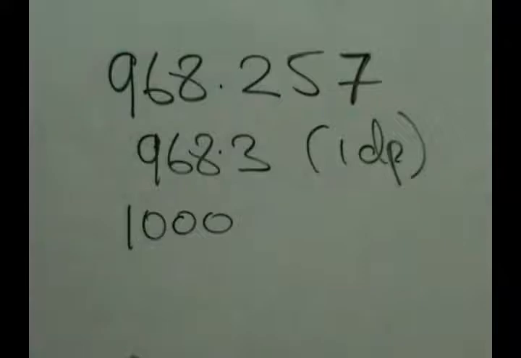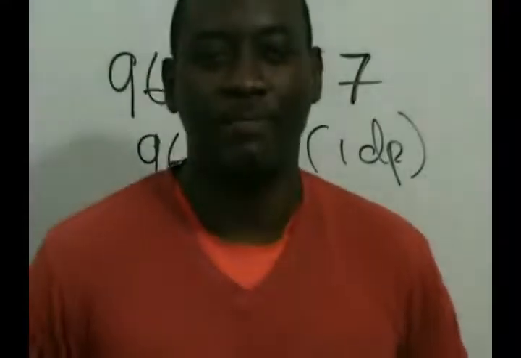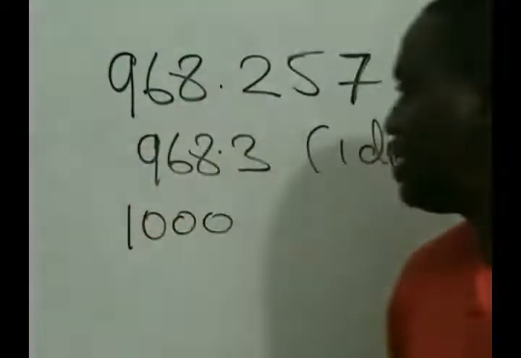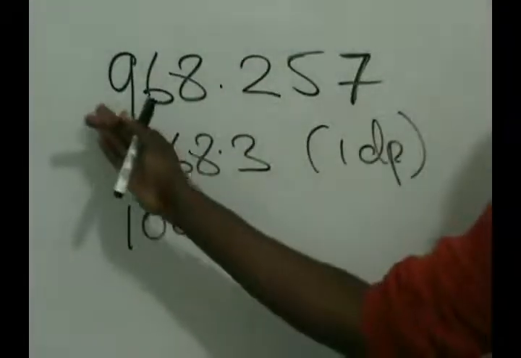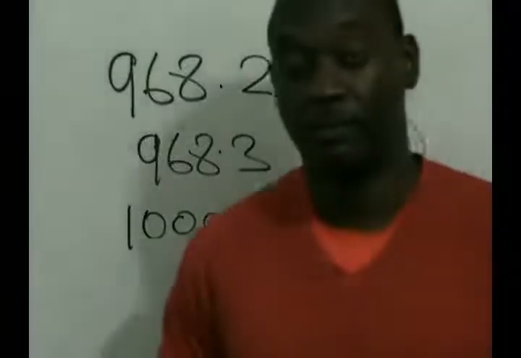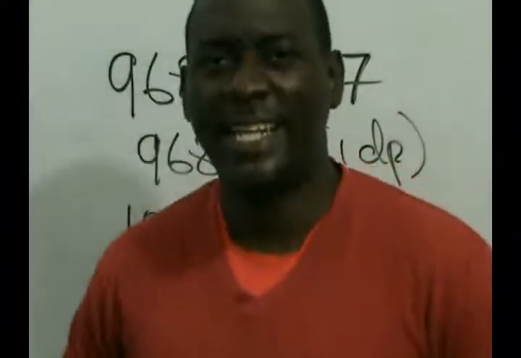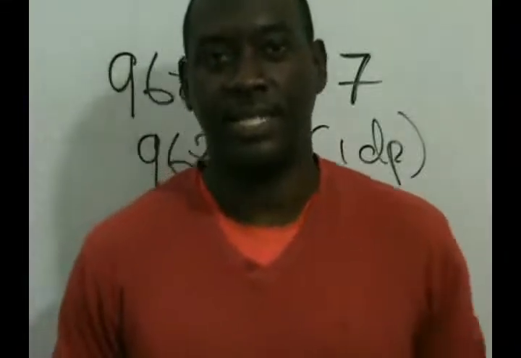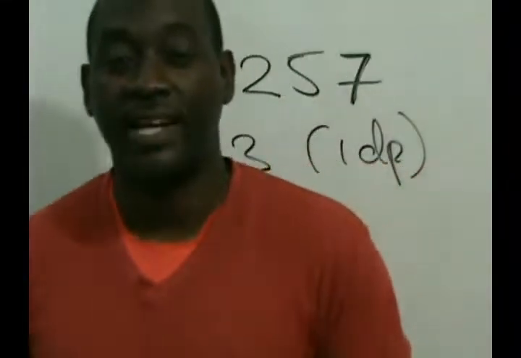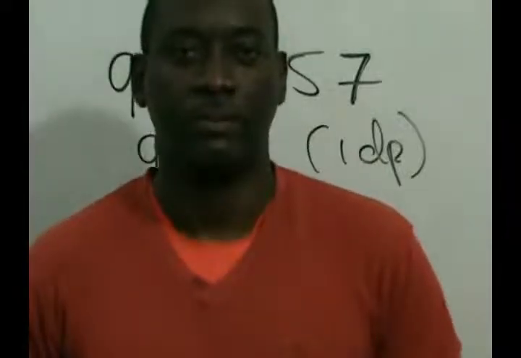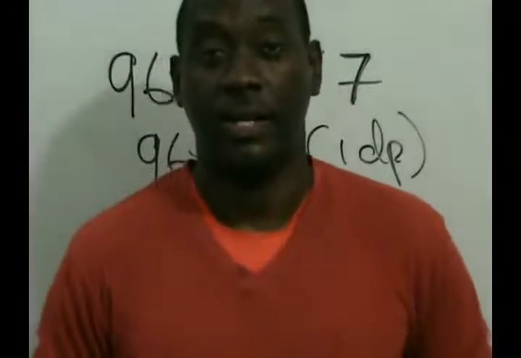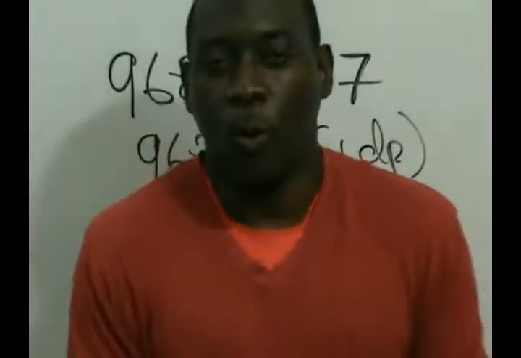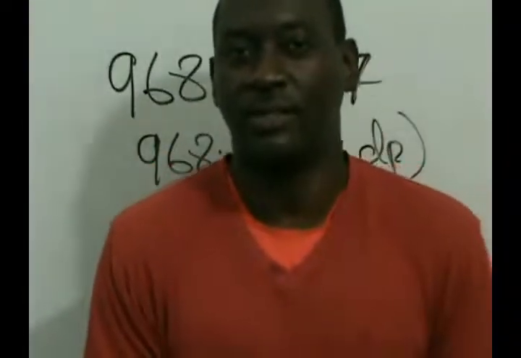Remember I said, the number you get must be of the same order of magnitude as the original number. So some people might be tempted to change this 9 to 10 and give the answer as 10 or 100. It can't be 10 or 100. Right? The original number is 968.257. So your final answer could never be 10. Could never be 100. Right? It has to be of the same order of magnitude. So it could only be 1,000. It can't be 10,000 either.